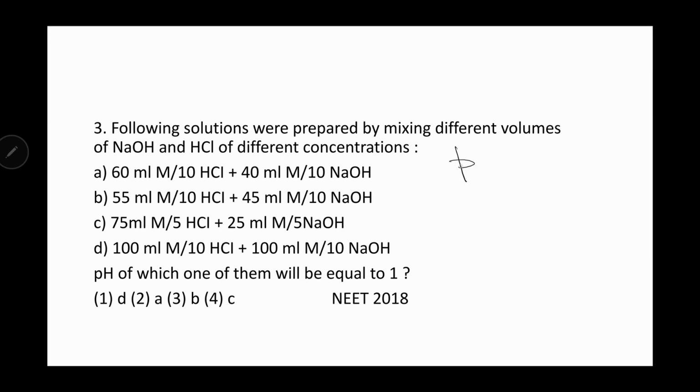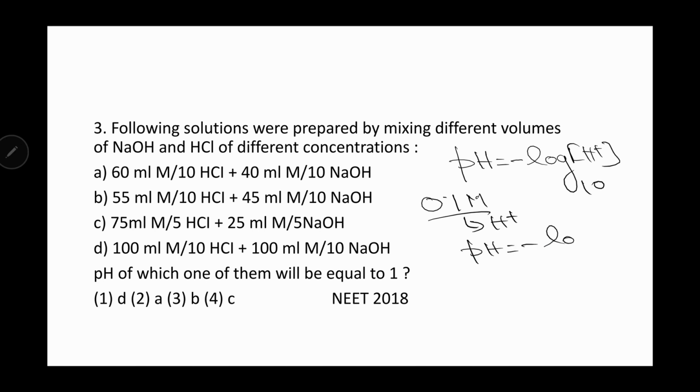For this question you have to understand the meaning of pH. It is negative of the log of the concentration of hydrogen plus ions, to the base 10. So a 0.1 M concentration of H plus ions will have a pH of minus log 0.1 base 10, that is 1. Similarly, a 0.01 M solution of H plus ions will have a pH of 2. So this is the concept that you need to understand in order to do this sum.